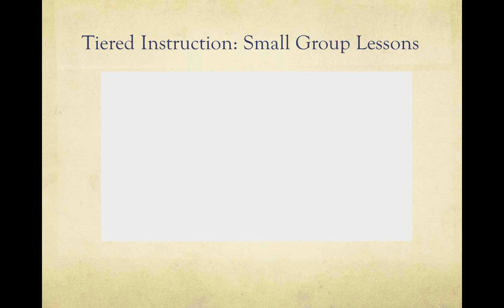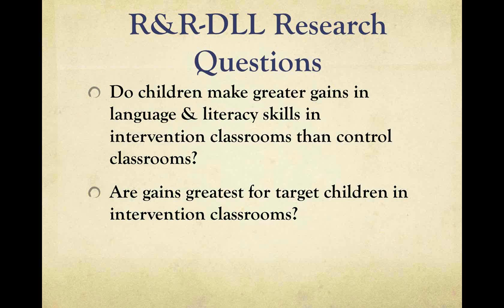What I'd like to show you now is some of the research that has come out of examining this model, to help us think about the potential for improving children's skill areas when they use this model in the classroom. This information comes from a study that we did in Miami. We wanted to know whether children make greater gains in language and literacy competency skills in our intervention classrooms, the ones that use the R&R-DLL model, compared to control classrooms that did not use the model at all. We also wanted to know whether the gains are greatest for target children in the intervention classroom. These are the children who participated in small group lessons, just like the ones you saw in the clip.